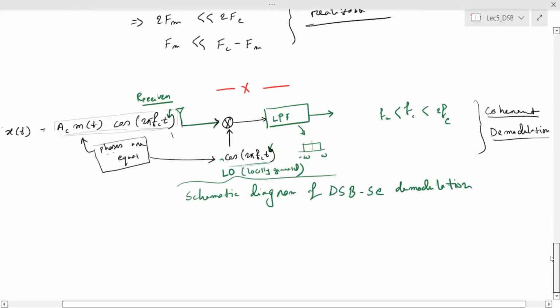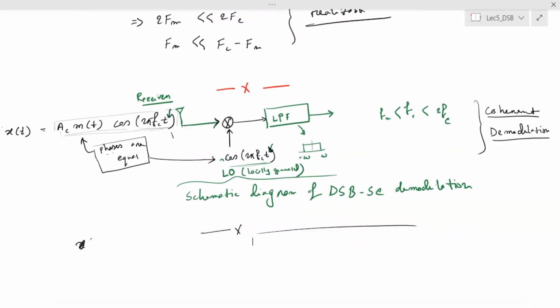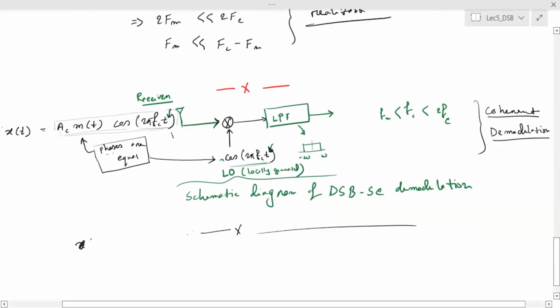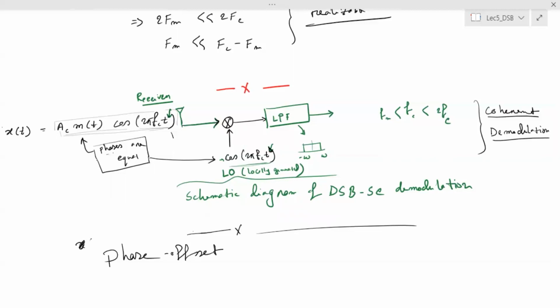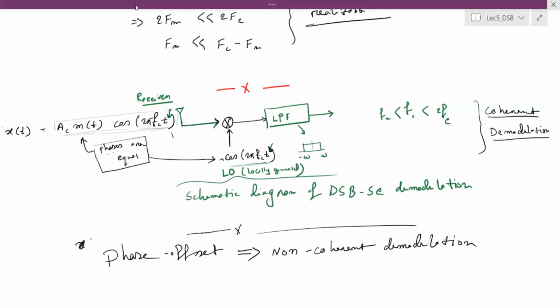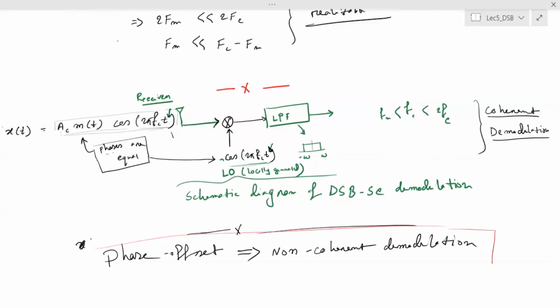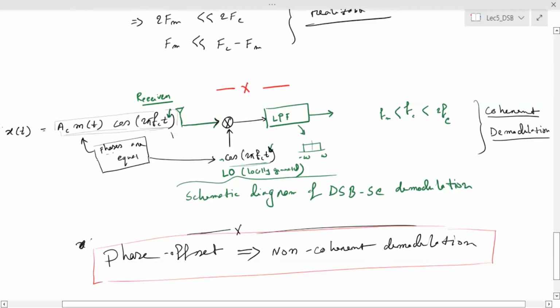In that case, for the signal x(t), it is a non-coherent demodulation, right? So if there is a phase offset, meaning there is a phase difference, then that is called non-coherent demodulation. So this is non-coherent demodulation if there is an offset of the phases. So let's see.